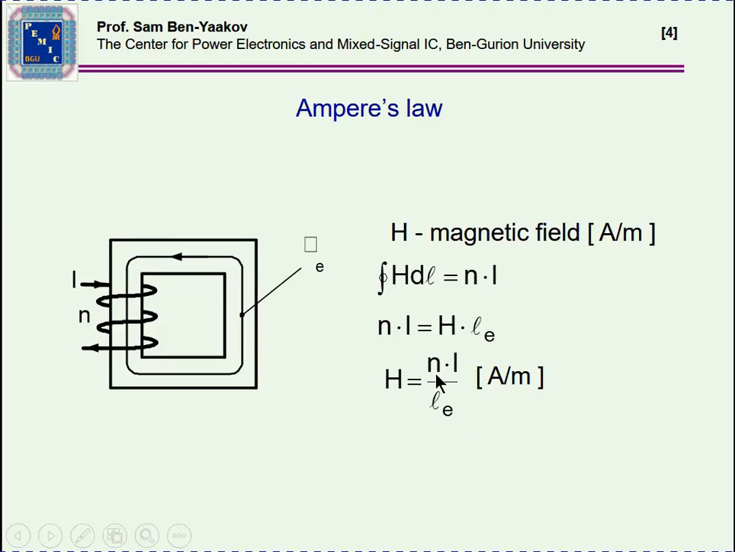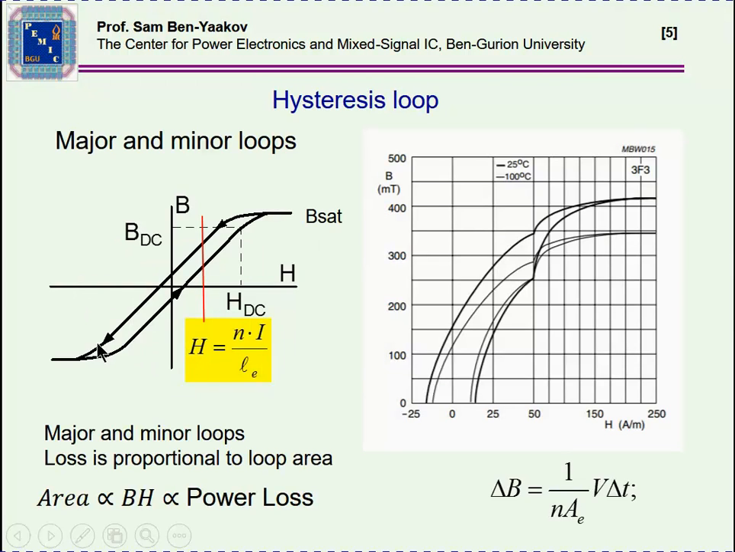Magnetic field is equal to the number of turns on a core times the current fed to it over the magnetic path length. This is the magnetic path length. Magnetic cores made of ferromagnetic material exhibit a loop type behavior, hysteresis loop behavior. That is, if I start exciting the core, say by feeding a current, the H goes up, B goes up, and when I return, I return in a different path.